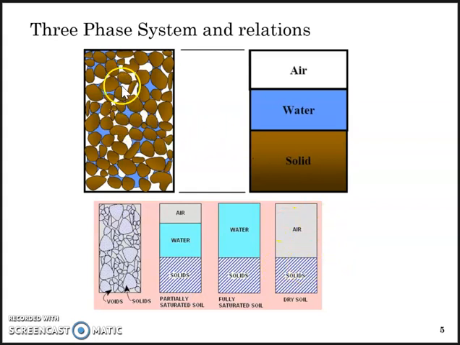Whereas when the voids are completely filled with water, this figure will not have air here. You just have solid and water. So that's a fully saturated soil. Everything else which falls between fully saturated and dry soil will be partially saturated, which means you have 3 phases: solid, water, and air.